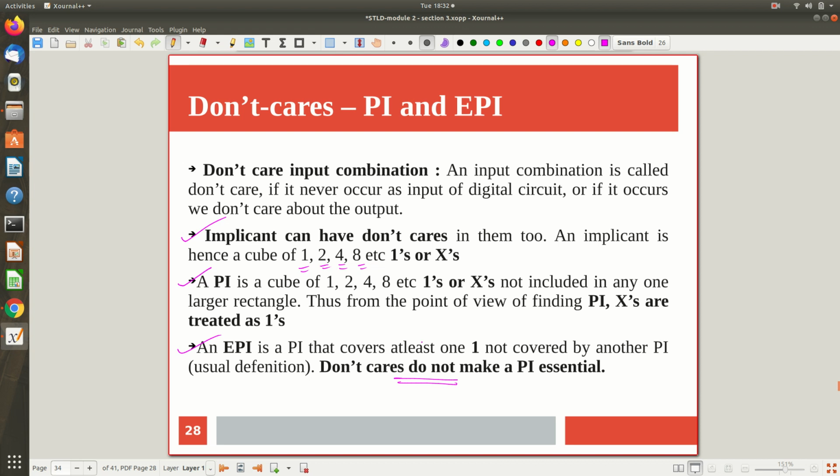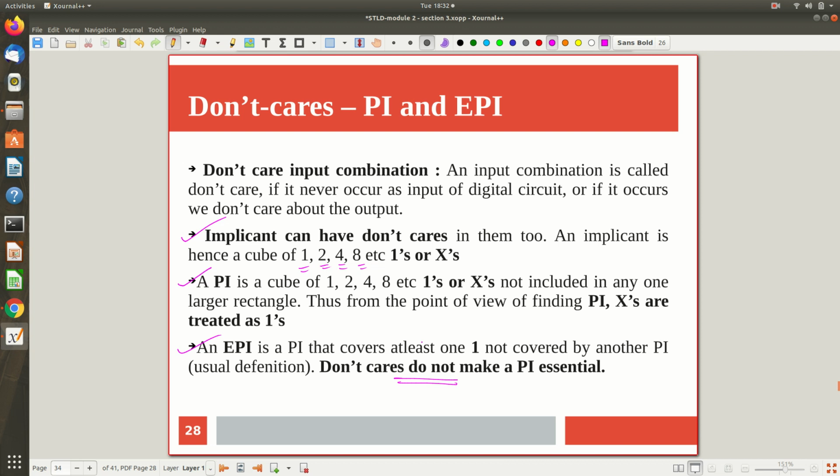So the essential prime implicant requirement is that it should contain at least one 1 that is exclusively covered by this prime implicant. And at that time you purely look for the one, don't look for the don't care. So a don't care is not going to make a prime implicant essential. So that is the conclusion. A prime implicant becomes essential when you have at least one 1 that is exclusively covered by this prime implicant. That should be clear, then only you will understand this.